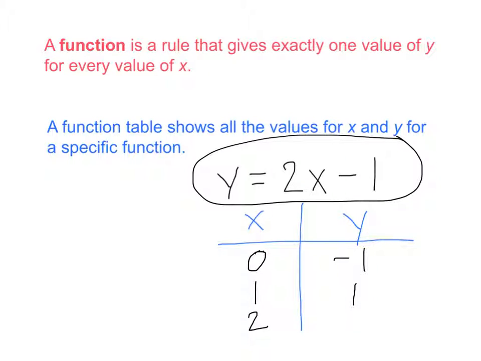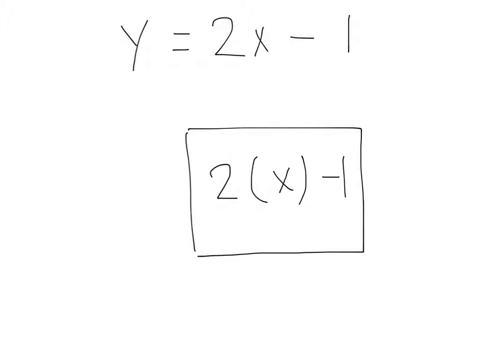What about when x is 2? What is the y value when x is 2 for this rule? Vienna? If x is 2, then 2 times 2 is 4 minus 1 is 3. Good, so y must be 3. So this is a function because it's a rule that gives exactly one y value for every x value you put in.